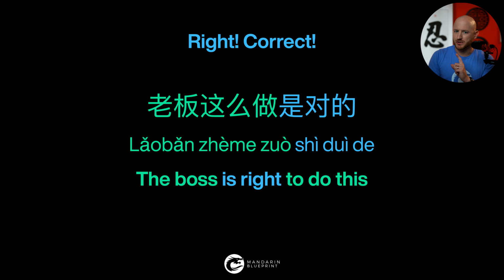老板这么做的是对的. The boss is right to do this. See, this is a little bit different than just saying that is factually correct versus that is factually incorrect. What we're saying is that he's right in some higher sense, in a moral sense, perhaps, to do this. Or maybe, if not in a moral sense, he's justified in doing this. And so this is an example that a lot of times people will learn dui, and they'll just think it means true as opposed to false. Now, it can mean that, but it also has this other meaning.